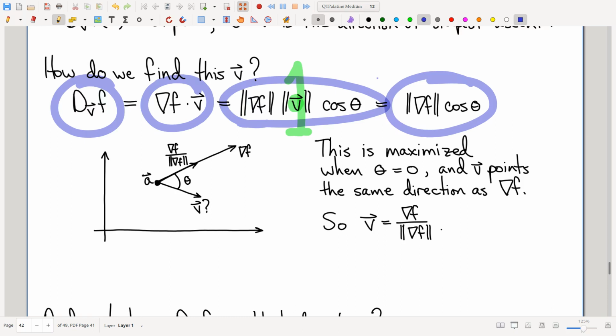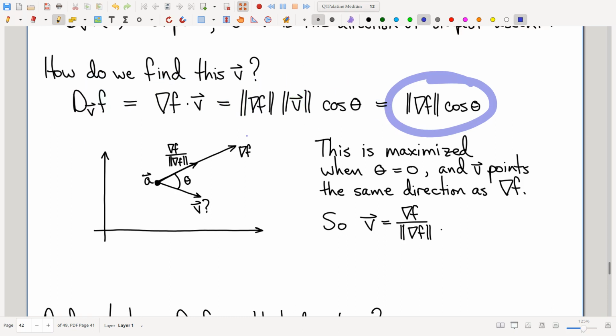Oh, and one other thing. Don't forget, I am at this point A, and I'm not moving. I'm thinking about moving. I'm thinking about all the different directions. Maybe I'll go that way, maybe I'll go this way. I'm contemplating moving, but I'm not actually moving yet. I'm trying to decide which direction to move. So A is constant, which means the gradient is constant. So this is a great big constant.